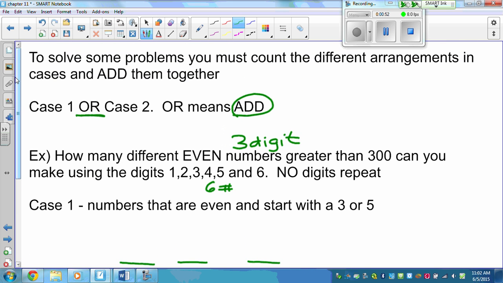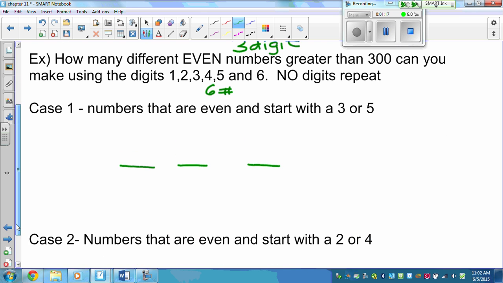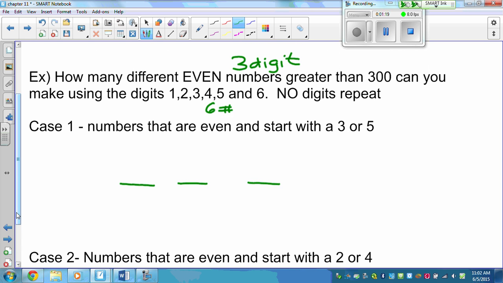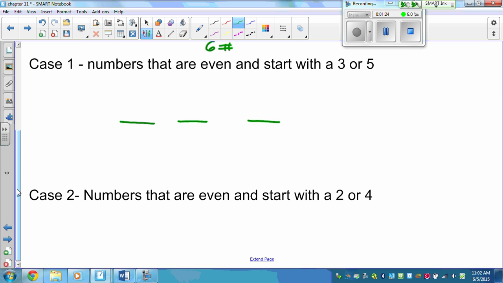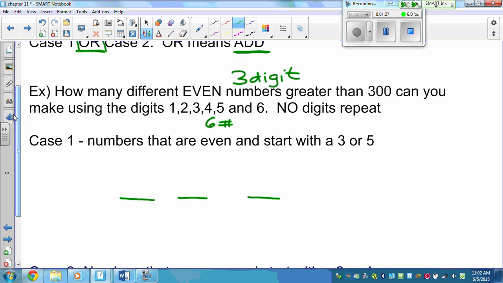Whenever we have cases, you must count the different arrangements in cases and add them together. So if it could be case 1 or case 2, or is that keyword to signal that we do add. When we have the word and, then we multiply. That's the fundamental counting principle. Here, or means add. Okay, so it's either we're going to have a number is even and starts with a 3 or 5, or it's even and starts with a 2 or 4. That's how we're going to go about solving this.